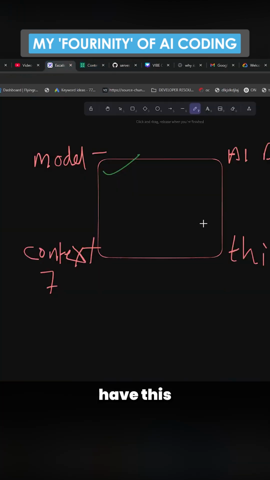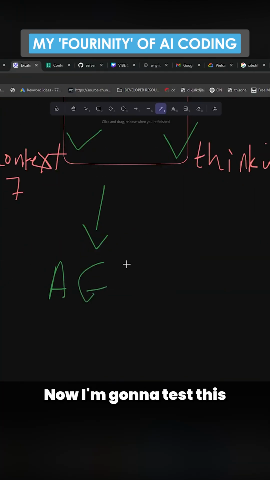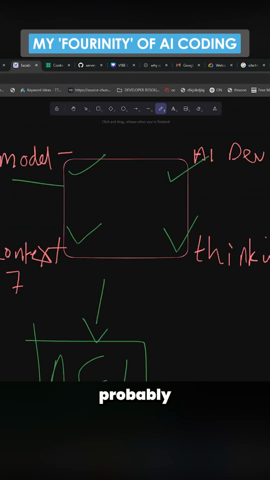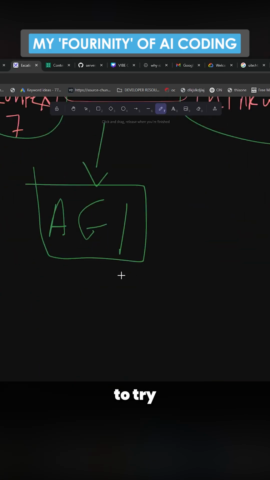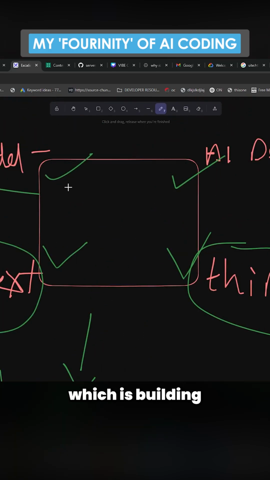So we now have this foursome of what I'm going to call AGI. Now I'm going to test this in this video. I'm going to be using all of these things together: an intelligent model, probably Cline, although you could use Roo as well, the Context 7 MCP and the sequential thinking MCP, to try to build something that a normal model would normally struggle with, which is building something with Stripe.